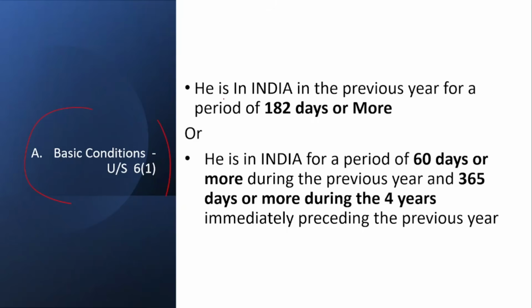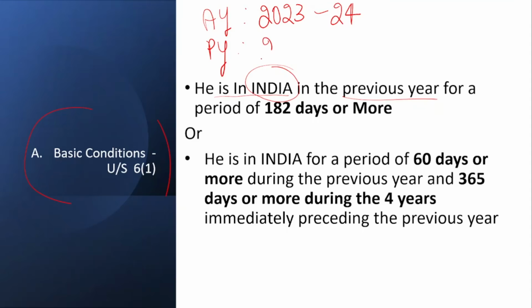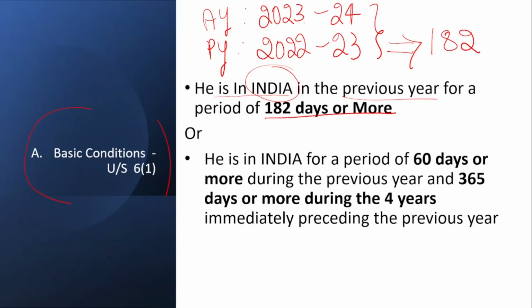The first one is, he is in India, very important, in the previous year. Now, we are in the assessment year 23-24. Our previous year, means preceding year, is 2022-23. This you should keep in your mind. In the previous year, means in the year 2022-23, he should stay for a minimum of 182 days or more. That is the first basic condition.